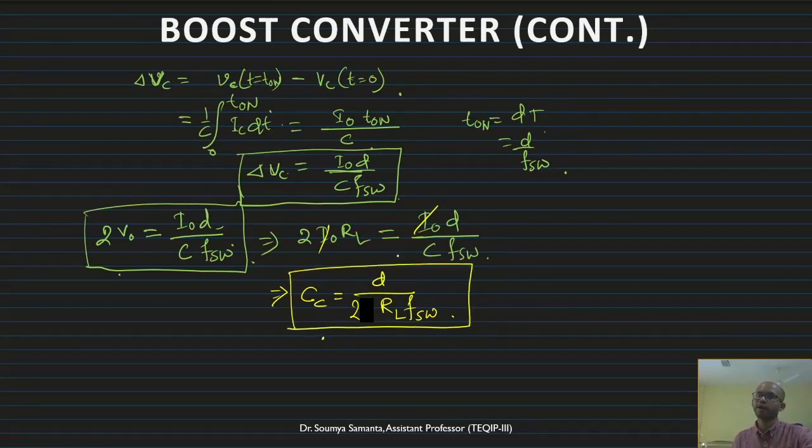Now we can replace this D in terms of VO and VS also, if D is not available. If D is available, then we can directly put it in and find out the value. So this is all about the design of the boost converter: what should be the L value, the critical value of the inductance, and the critical value of the capacitance for continuous conduction.